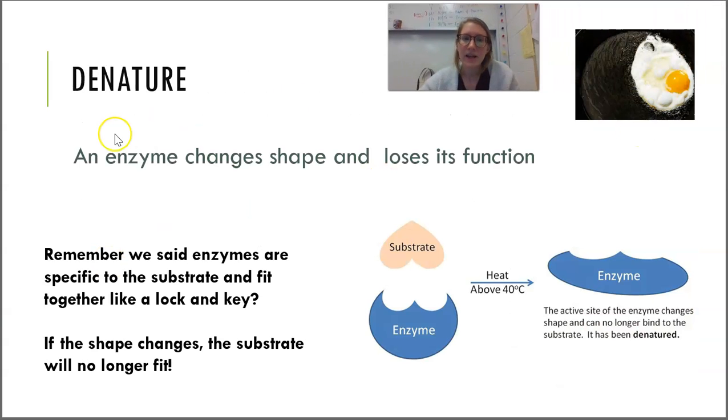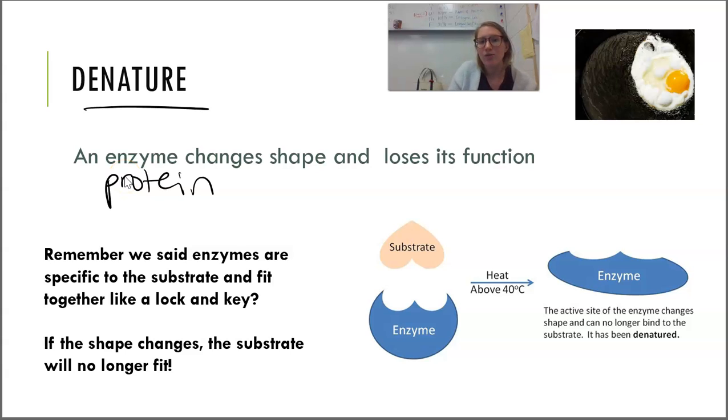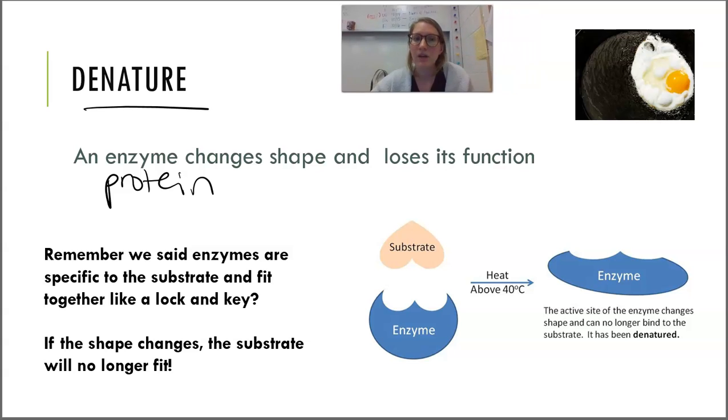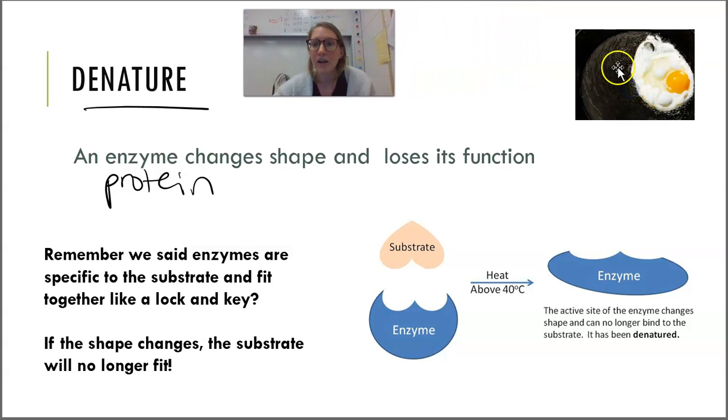Like all proteins, enzymes can go through something called denaturing, and this is what happens when the enzyme changes shape or loses its function. It's not just enzymes that do this. Any protein can go through denaturing, and what that means is it unfolds. One of the most common examples of this would be when you cook an egg.